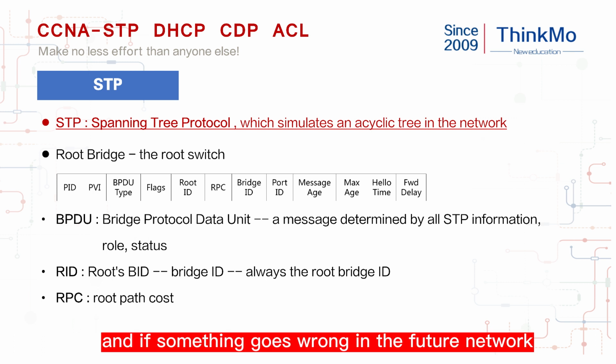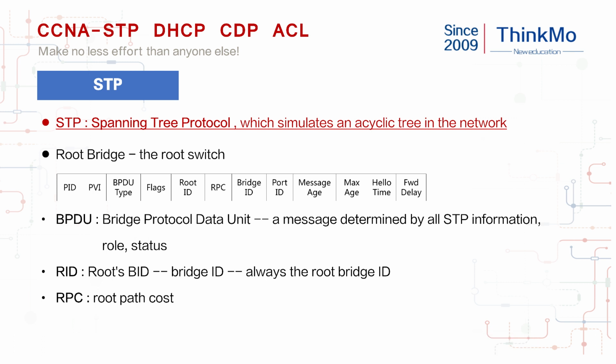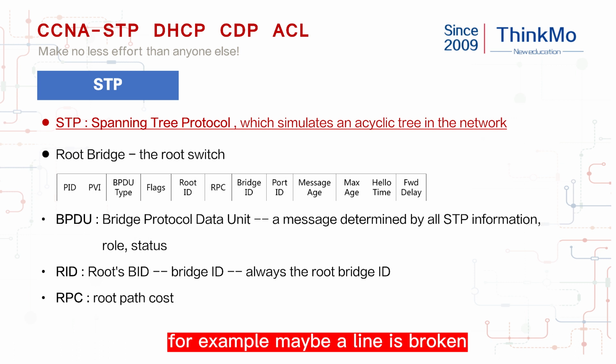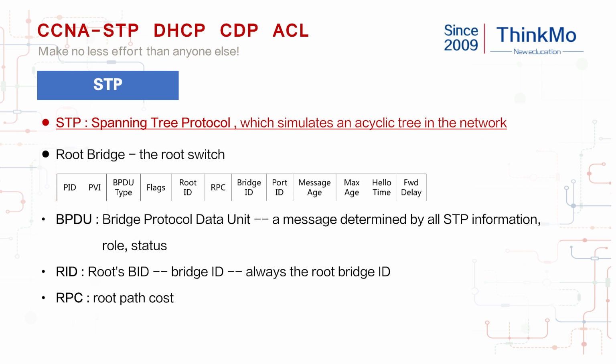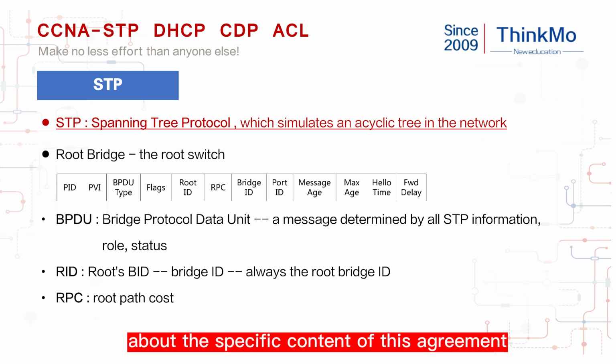And if something goes wrong in the future network, for example, maybe a line is broken, it can open another interface automatically and complete the normal forwarding. So the protocol itself is pretty good. Today, we will formally talk about the specific content of this protocol.